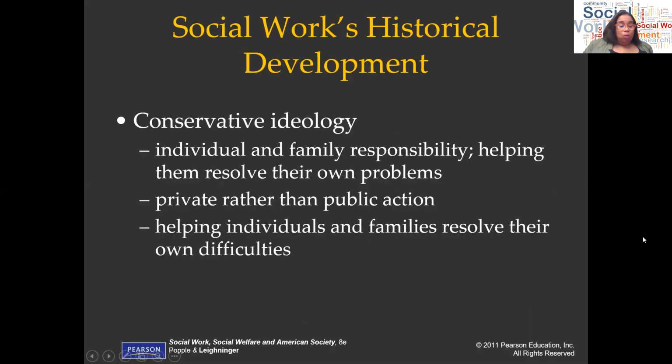All right, and where I want to begin in this chapter is starting in your textbook under the topic of historical development in the profession of social work. And right here is where we begin to see these three political perspectives or three political ideologies, how they are spelled out and how they play into the historical perspective and the development of social work as a profession. So the very first one that you see here on the screen is the conservative ideology.